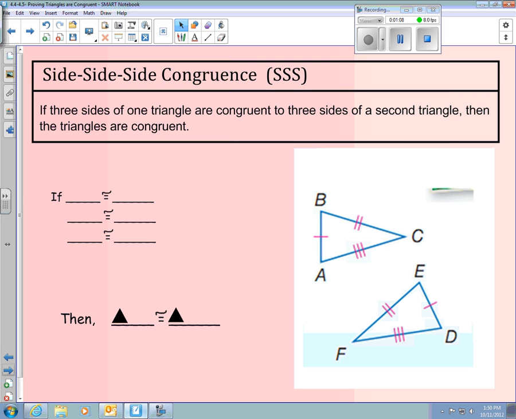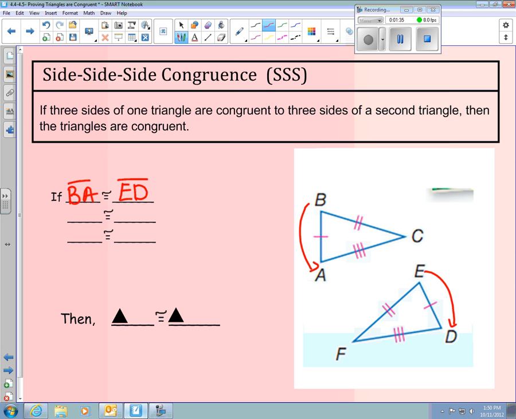First off, we're going to look at side congruence, so SSS. If three sides of one triangle are congruent to three sides of a second triangle, then the triangles are congruent. So if we look at our picture here, we have our congruent markings, and so we can see that BA is congruent to ED. Those are going to be those congruent sides. We also see that BC is congruent to EF, and CA is congruent to FD.